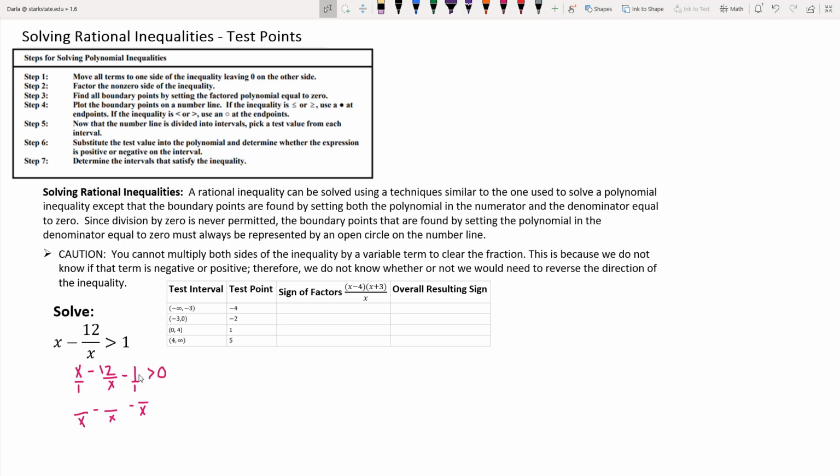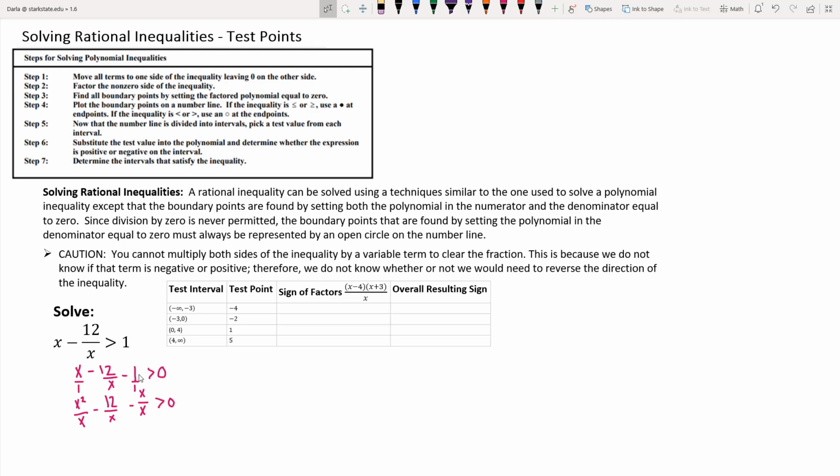we can see in this first expression we'd have to multiply the 1 by x to get x, so we'll have to do the same thing to the numerator. So x times x is x to the second. In the second expression we already had x, so we keep what we had in the numerator, which was a negative 12, so minus 12. And then in the third expression we multiply by x, we do the same thing up top, so we get x over x. So minus x over x is greater than 0.